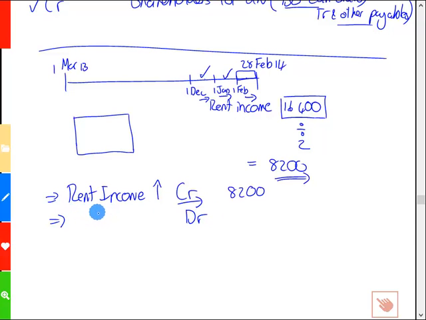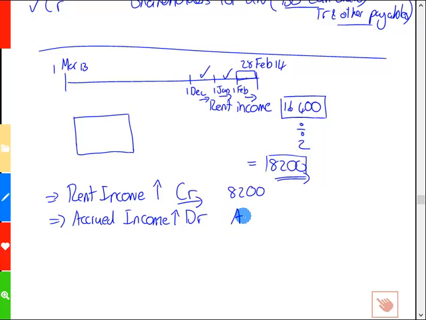This money is being owed to us. Remember, we rented it out to someone, right? But they just haven't paid us. So they owe us money. And that we're going to call accrued income. All right, it's going to be an increase. Is accrued income an asset or a liability? It's an asset because they owe us money.